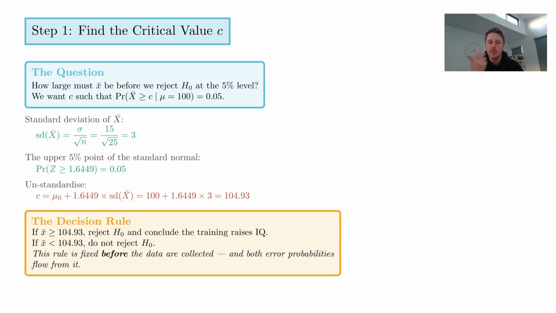So if we get a sample mean greater than or equal to 104.93, we reject the null hypothesis and conclude that the training raises IQ. But if it's less than that, we don't reject the null hypothesis. This rule is fixed before the data are collected, and both error probabilities flow from it. We'll look at that now, because I think this next diagram will be really helpful.